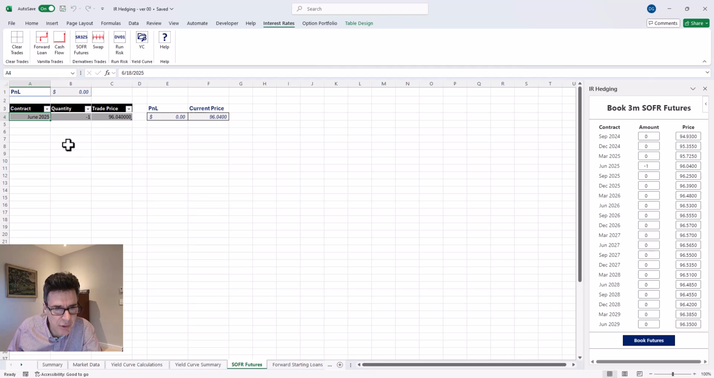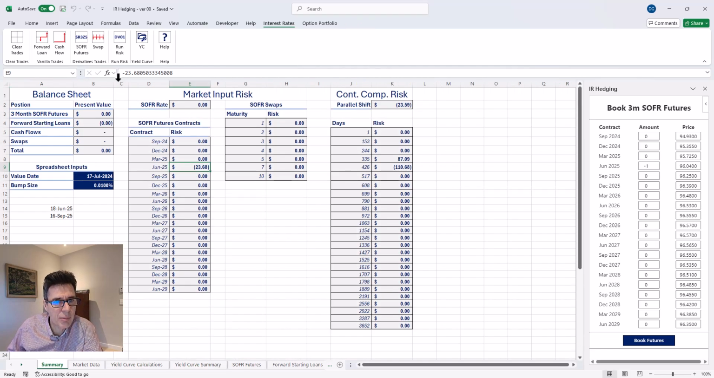If I look at my SOFR futures, I can see we've traded the June 2025 contract, short one of them, trade price 96.04, which is the fair price. Go back to the summary, run the risk, and we can see the risk is substantially gone. Again, the goal when hedging interest rates is not to make the risk zero. Typically, we can't do that, but it's to make the risk small. So here, we've lent money. We hedged by going short a SOFR futures contract, and the hedge seems to work.